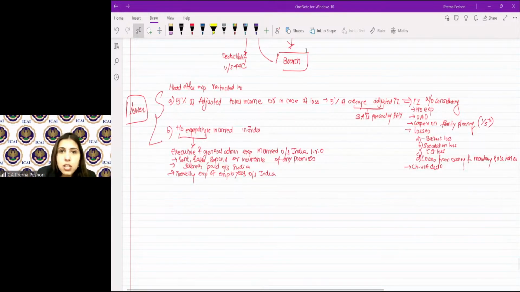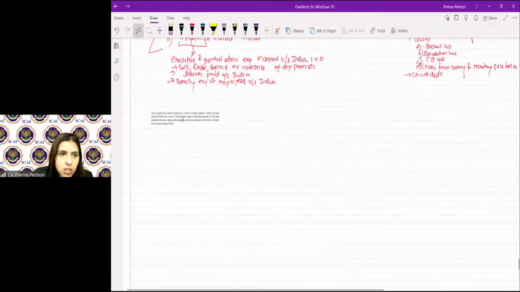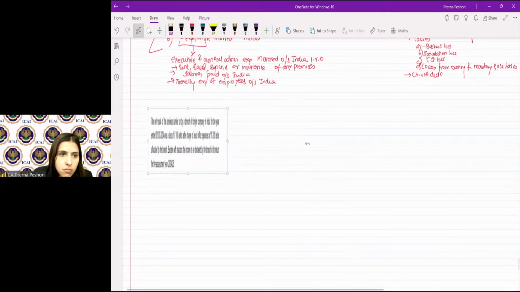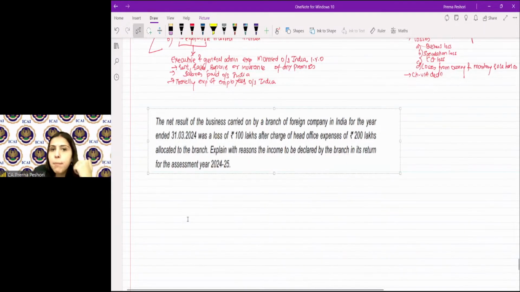Okay students, fine. So this is how 44C will be calculated. Yes or no students? Any questions, any doubt? Fine. Let's solve one question on that. Let me give you a question from your module itself. Net result of the business carried on by branch for the year ended was a loss of 100 lakhs after the charge of HO expenditure of 200 lakhs. Explain with the reasons the income to be declared by the branch in its return of income.